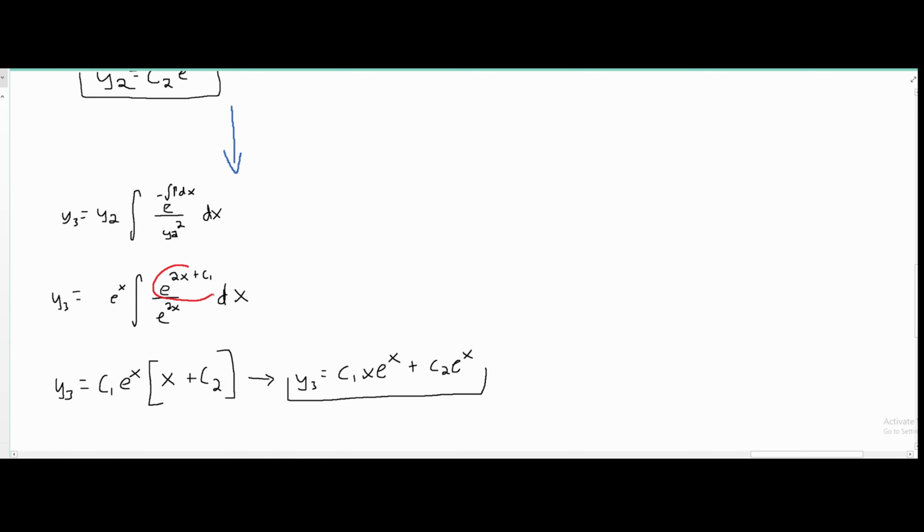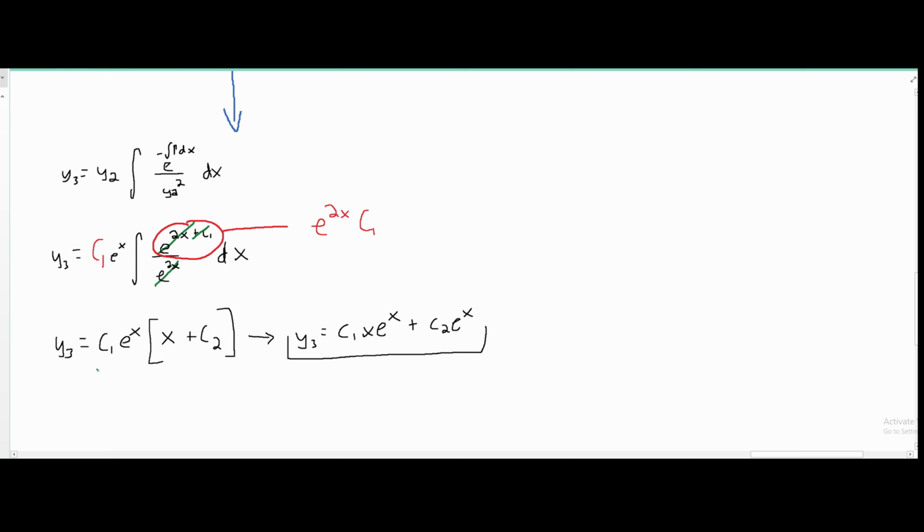This portion right here, we can move out here and we can solve it like this. We can say we have e to the x times e to the c1, and e to the c1 is just going to be c1. Since this is a constant, we can move it out in front of the integral. So that's going to place it right here with e to the x. And then now that we have that, we are no longer going to have the c1, so we just have e to the 2x over e to the 2x. We're going to take these out, and we're just going to be left with 1 dx. The integral of 1 is just x plus some constant, which is where we get this from.